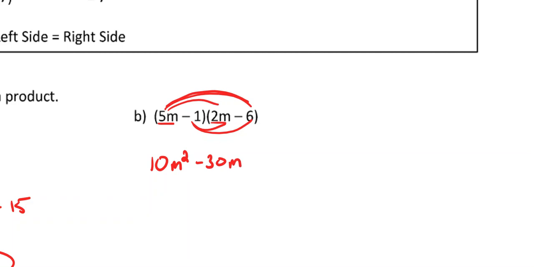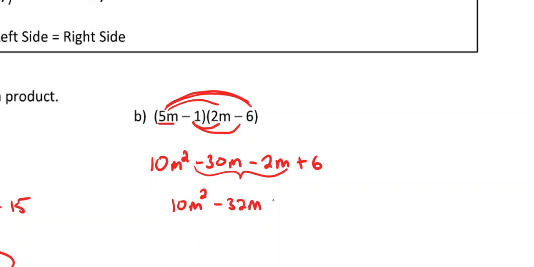And then I'm going to move to the middle ones. All right, so then -1 times 2m. So doing that one. So that's going to be negative, well, 1 times 2 is 2, so -2m. And then -1 times -6 is +6. All right, and then we got the same thing happening here. We've got some like terms. So this would all be 10m squared. And then -30 minus 2 is -32m. Right, just combining those like terms. And then +6. And that's it.